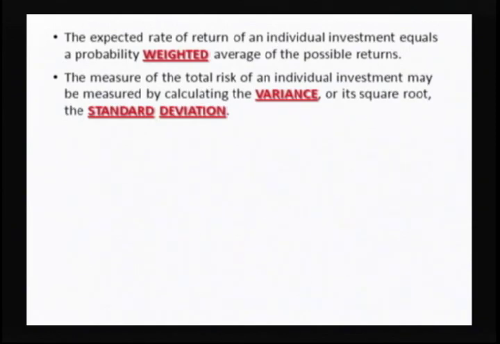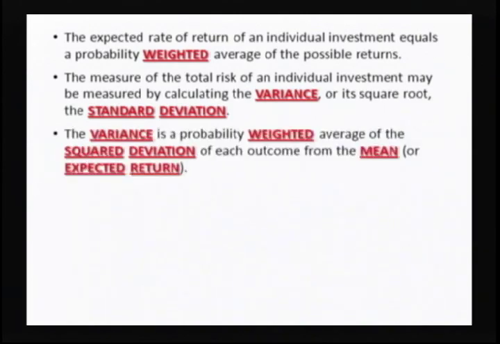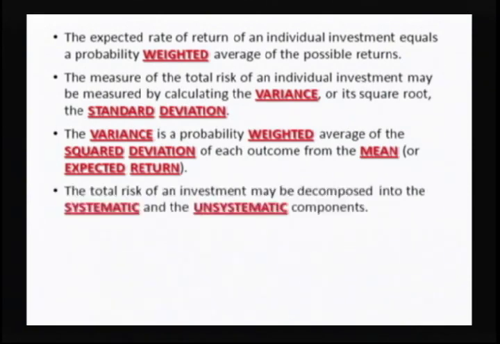It measures total risk because it just considers everything that's different from the mean, regardless of whether it's a systematic or an unsystematic reason. So anything different from the mean adds into that variance and the standard deviation. The variance is a probability weighted average of the squared deviations of each outcome from the mean, or the expected return. We compare each possible outcome to the mean, square those differences, and then weight them by their probability of occurring, and that is the variance.